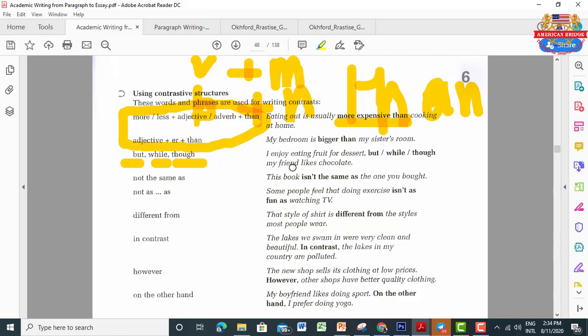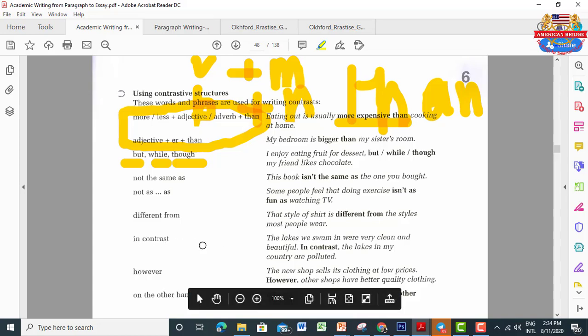And not the same as, like this book isn't the same as the one you bought, not as. So some people feel that doing exercise isn't as fun as watching TV. So as and as here we call the positive degree of the adjective, but when we use isn't it means the negative one. Okay, different from, like in contrast, that teacher has already explained at the moment.